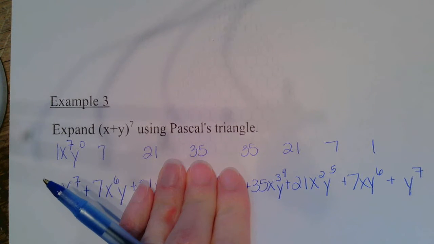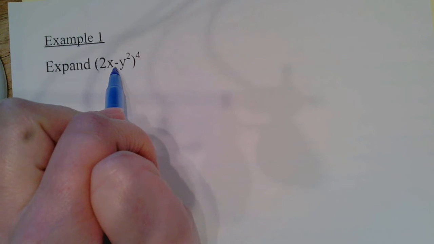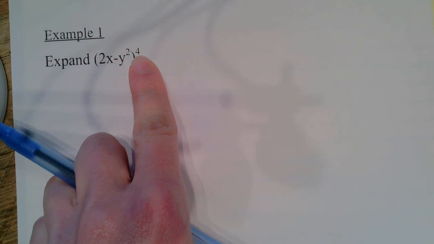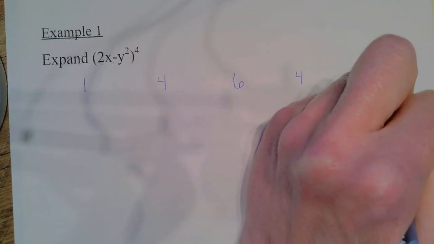Okay, the last two examples for this get a little different. You can see here that now we don't just have a variable. We don't just have an a and a b or an x and a y. We have a coefficient on x, we have a square on y, and we have a negative. So this is going to involve a little bit more. So first off, since we're in the 4th power, we're going to go to the 4th row. And our coefficients for that are 1, 4, 6, 4, 1.